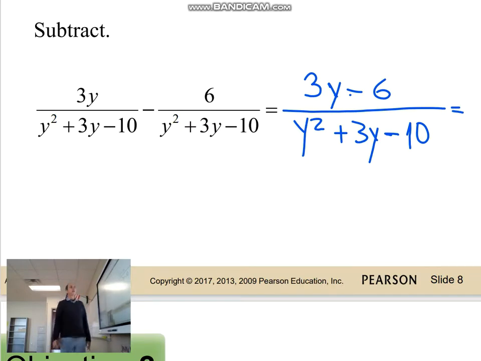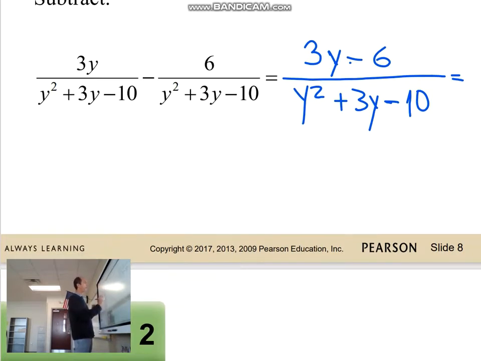Cool. Now check if you can simplify. Check if there are any common factors or if there are any factoring techniques that you can apply. For the numerator, you can find a greatest common factor between these terms, 3y and negative 6. I think you can factor out 3, right? And write 3 times y minus 2.